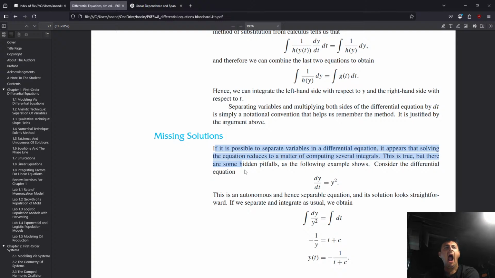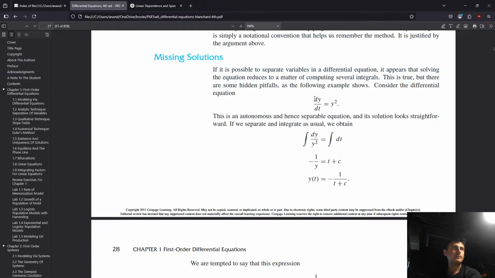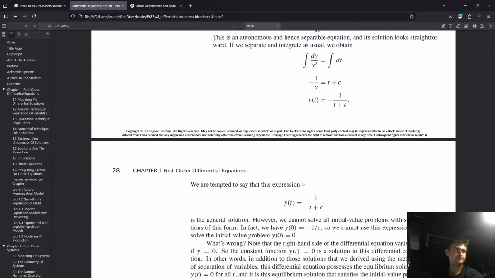Consider... oh yeah, I wanted to look at this one. y dot equals y squared. It's autonomous and hence separable. It looks easy. We're tempted to say that this is the general solution. However, we cannot solve all initial value problems with this solution.